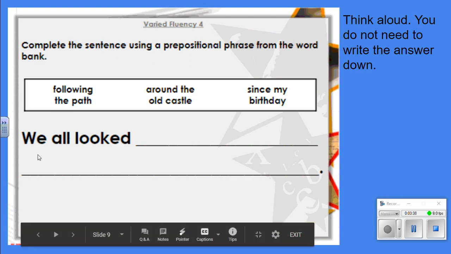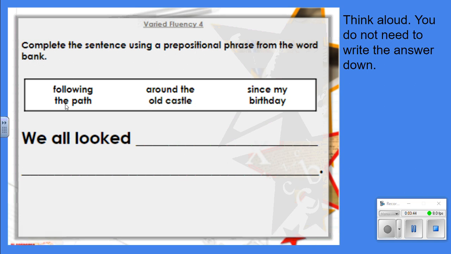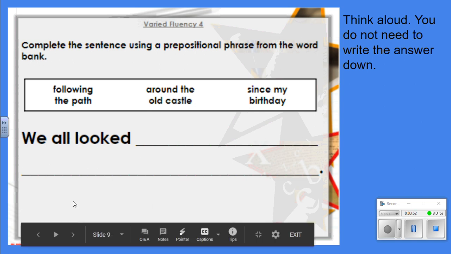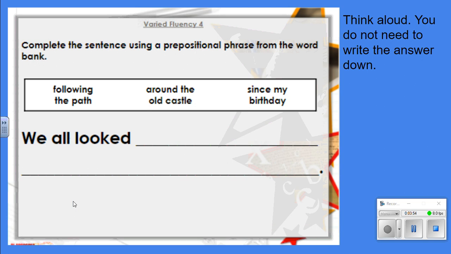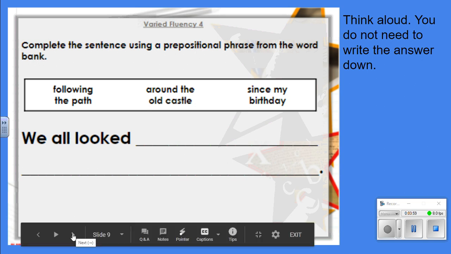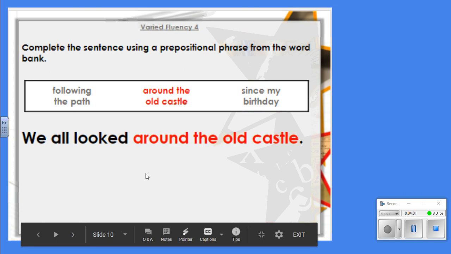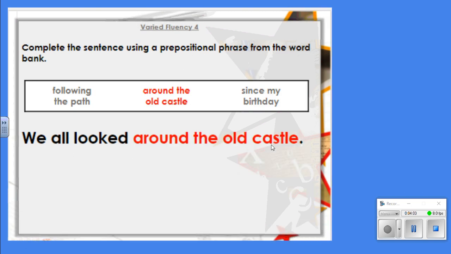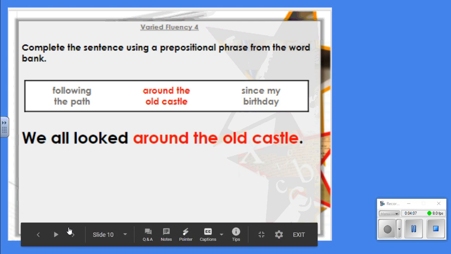Okay, and then we're going to finish this sentence. The sentence starts, we all looked, and then we're going to finish it with one of these prepositional phrases in this box. Have a think about which one fits, which one goes at the end of this sentence. Again, if you need a little bit of time, just pause the video. And now let's look at the answer. We all looked around the old castle, and that one's the answer because that's the one that makes sense.